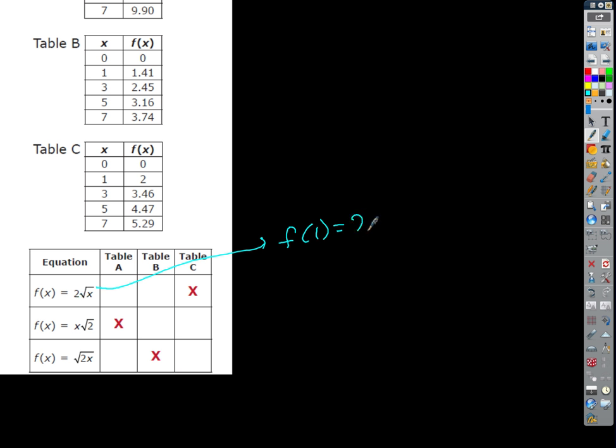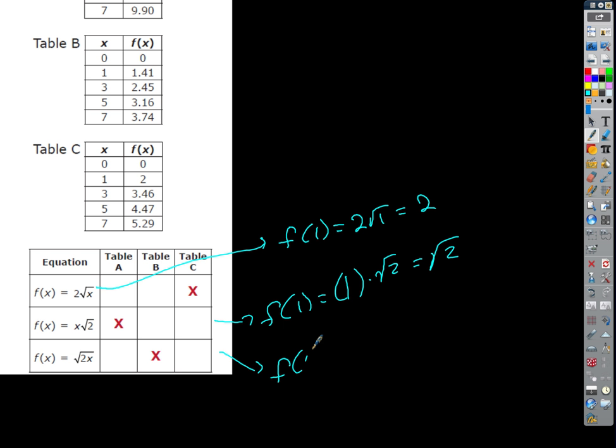Two times the square root of 1. What's the square root of 1? 1. So that's 2. Right? How about this one? If I do f of 1, I'm going to get 1 times the square root of 2, which is the square root of 2. And what about that one? F of 1 equals the square root of 2 times 1, which is the square root of 2.